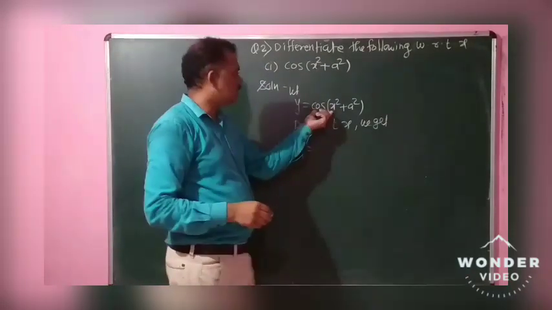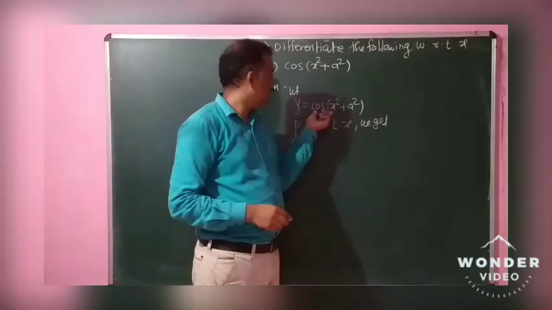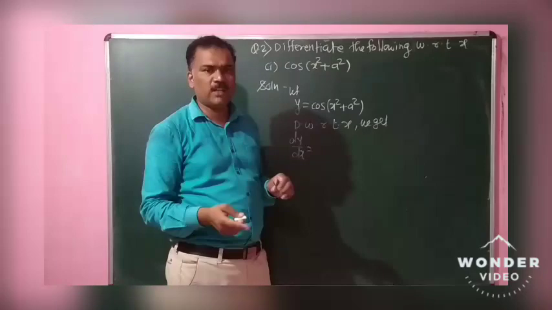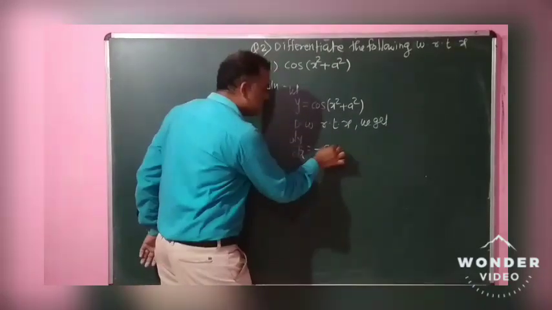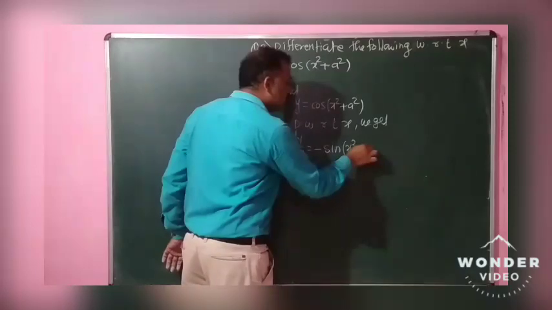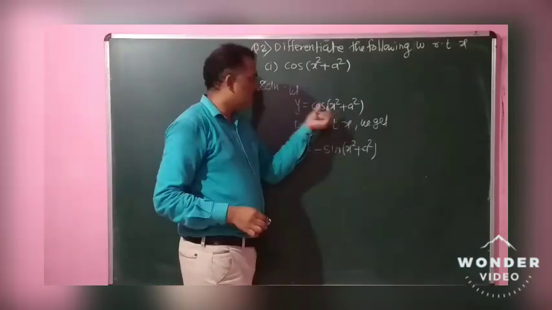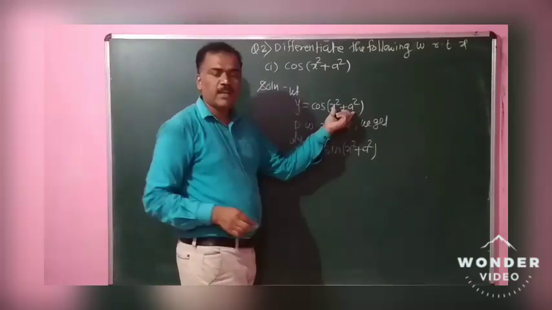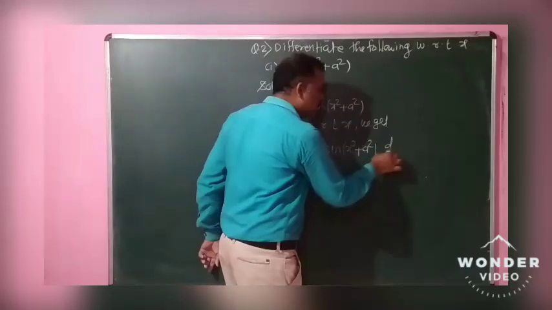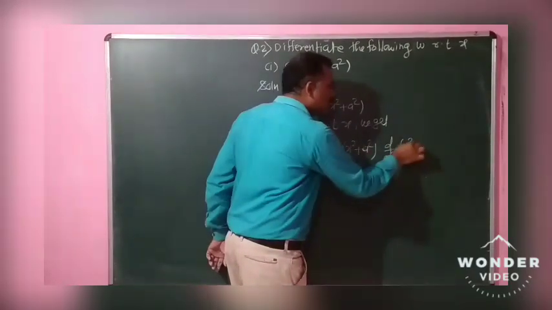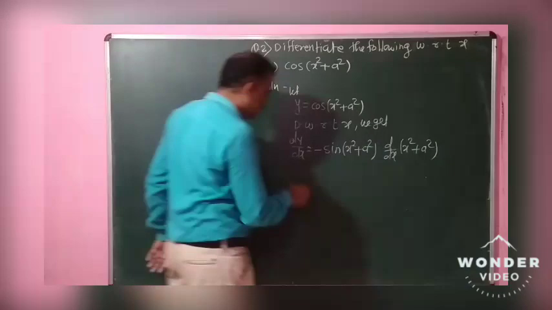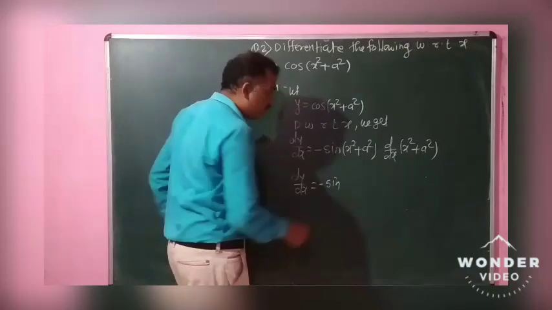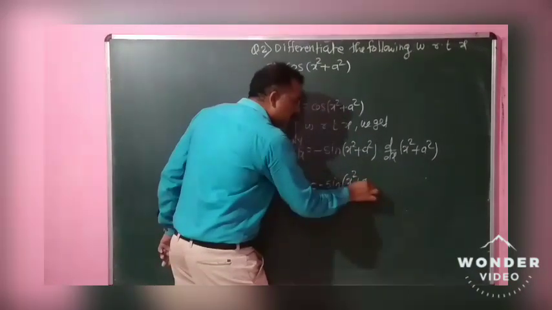How to write this function? Cos of x square plus a square. So we have to take the first derivative of cos. What is the derivative of cos? Minus sine of whatever that angle is there. That is minus sine of x square plus a square. Next, we have to keep the first function cos, take the derivative of cos which is sine. Now we have to take the derivative of x square plus a square, into d dx of x square plus a square. That is, dy by dx is equal to minus sine of x square plus a square.